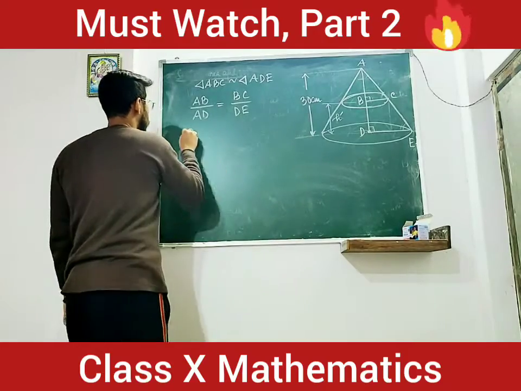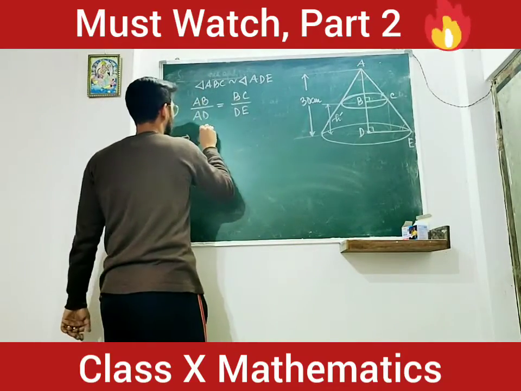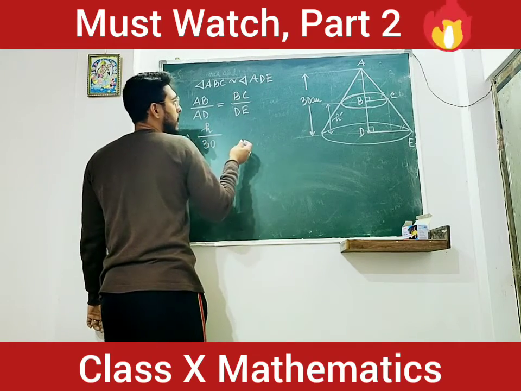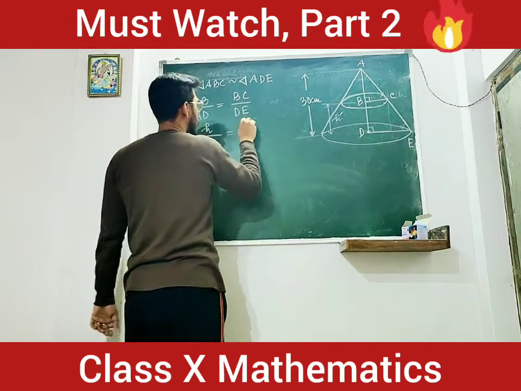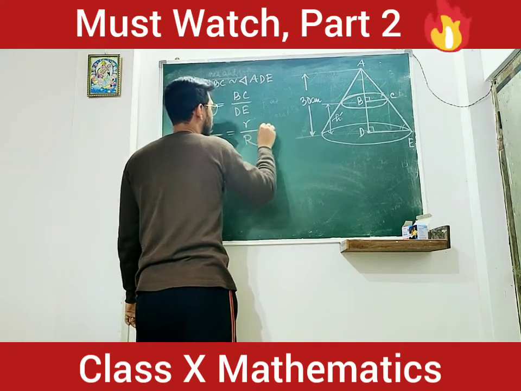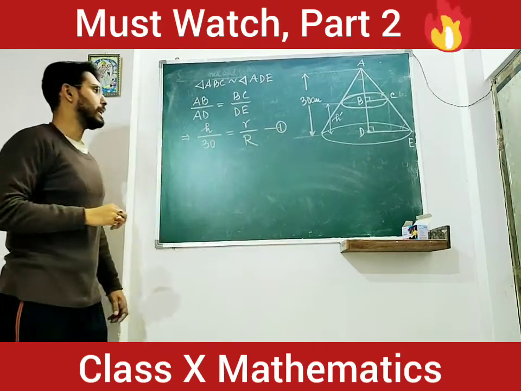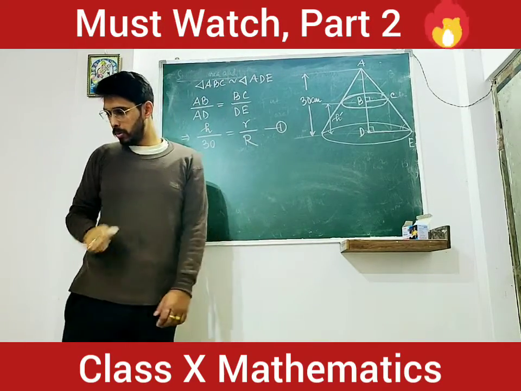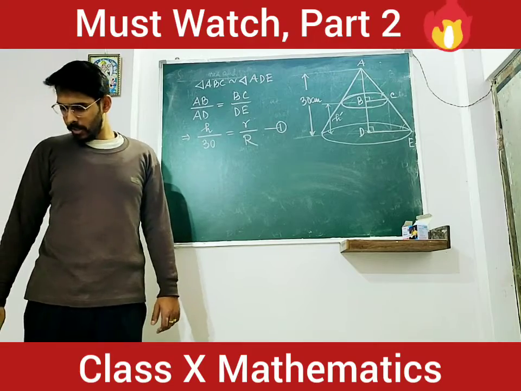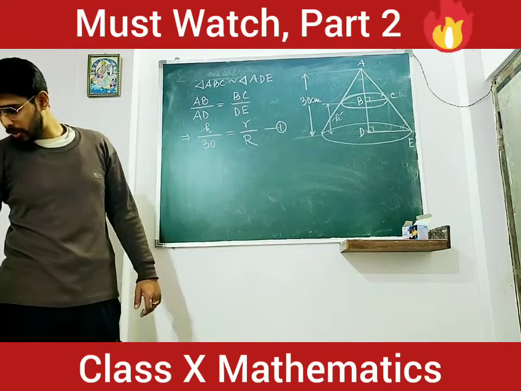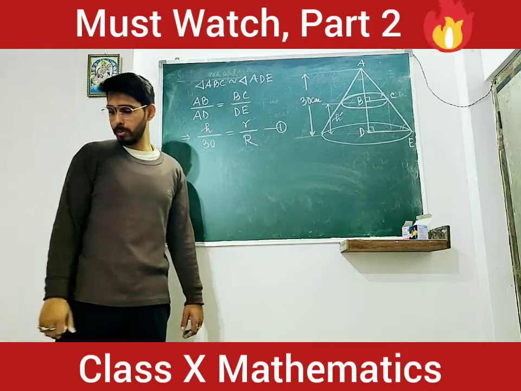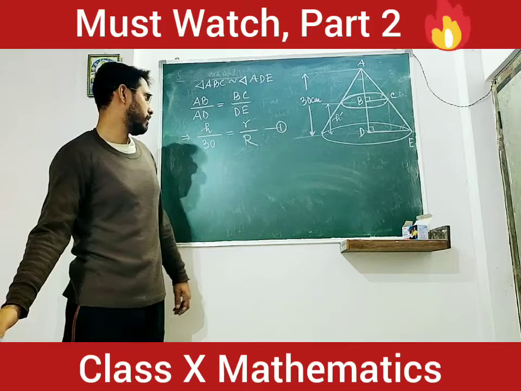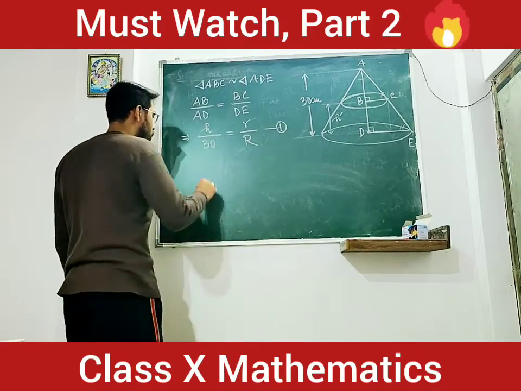Okay, so let us represent AB as small h, and AD will be 30, of course, and let us represent BC as small r, and DE will be capital R. So this is equation 1, which we can understand. Okay, fine. Now, there is another thing that was given in the question. Volume is 1/27th of the volume of the bigger cone. So what will be the volume of the smaller cone?